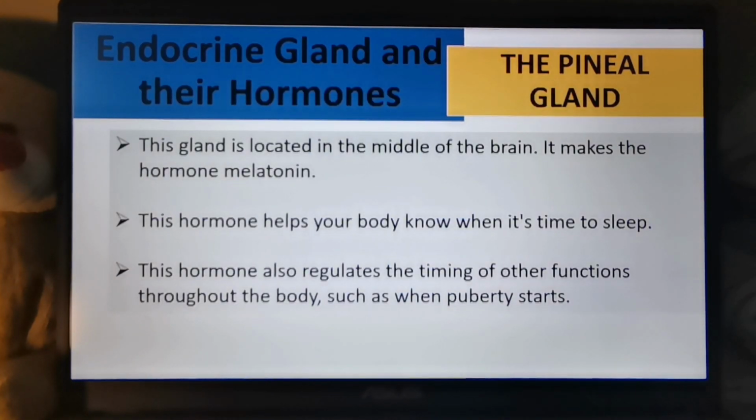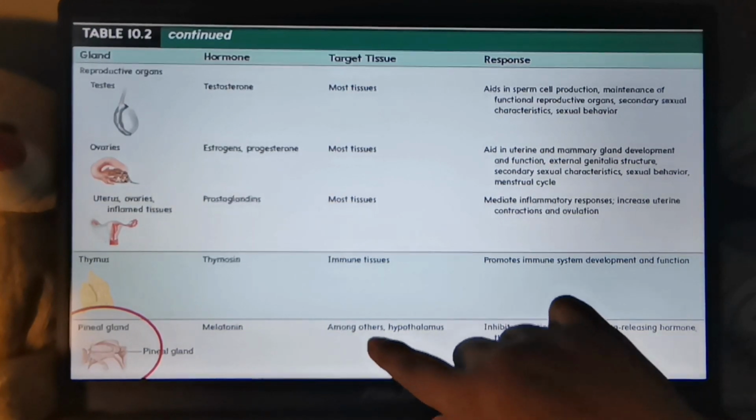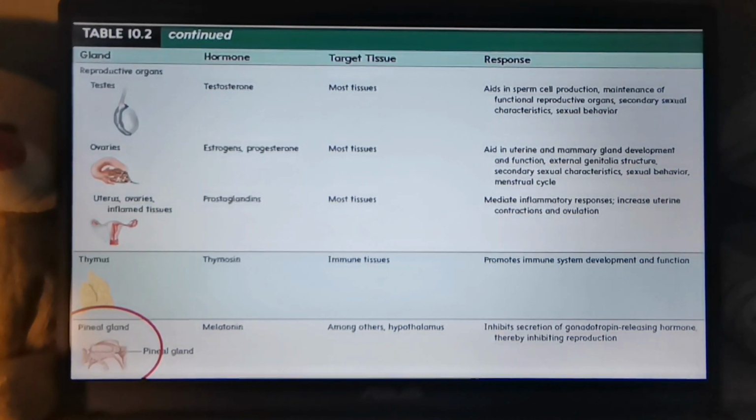Then we have the pineal gland. This gland is located in the middle of the brain. It makes the hormone melatonin. So what does melatonin do? It inhibits secretion of gonadotropin-releasing hormone, thereby inhibiting reproduction. So pinipigilan niya ang reproduction.